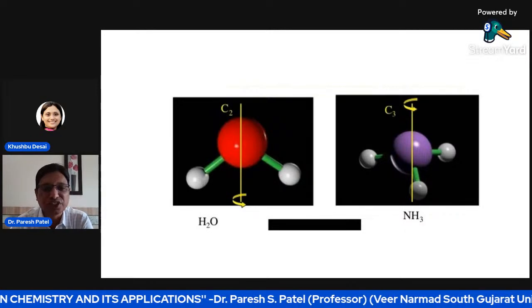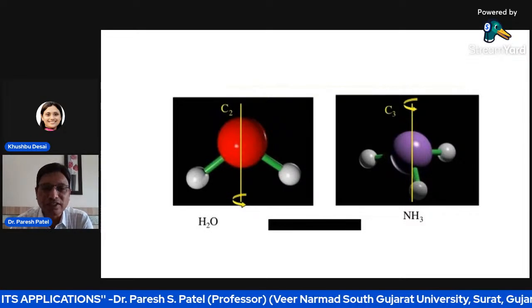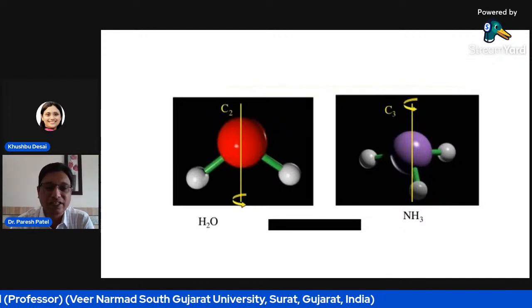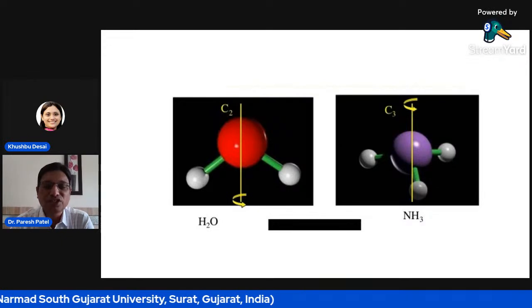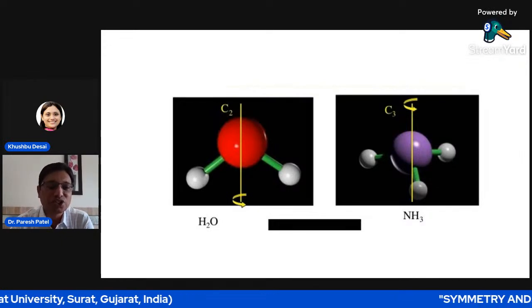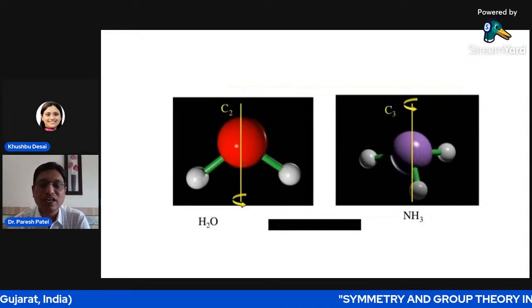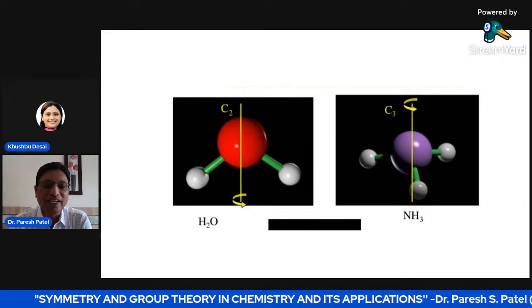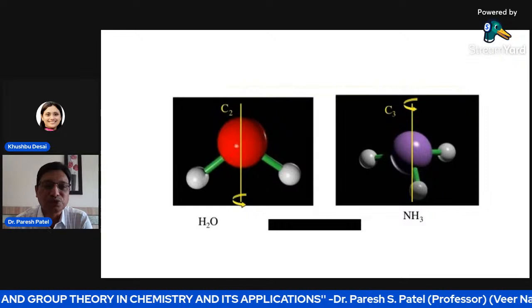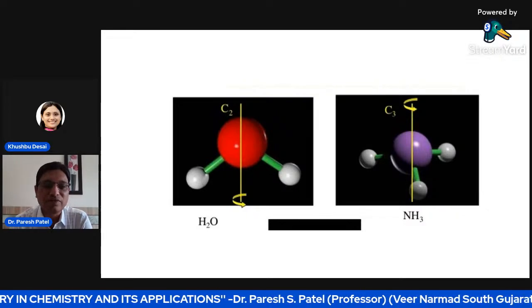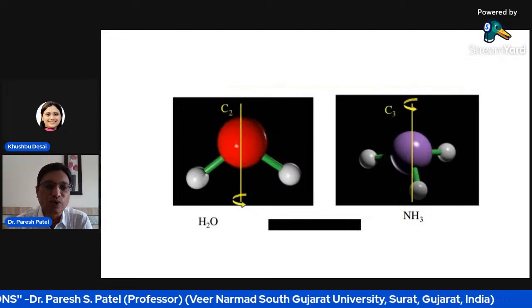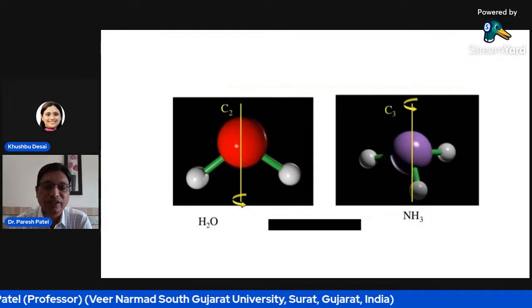equivalent orientation position. Dear students, in case of ammonia molecule, the shape of ammonia molecule is pyramidal, and this one is the imaginary axis, and with the help of this imaginary axis we can rotate the molecules along this axis around 120 to get the equivalent orientation position. So n is equal to 360 divided by 120, which is equal to 3. It means order of axis for ammonia molecule is equal to 3.